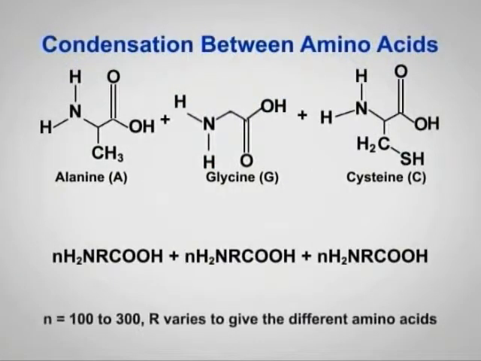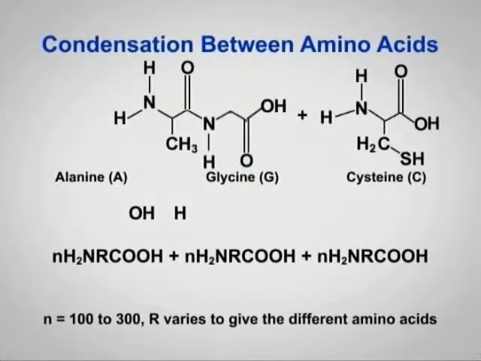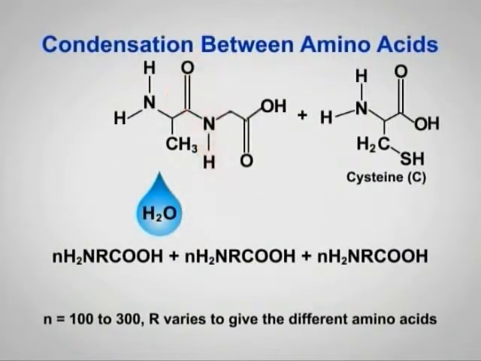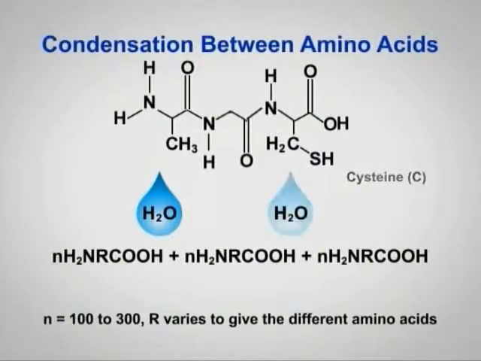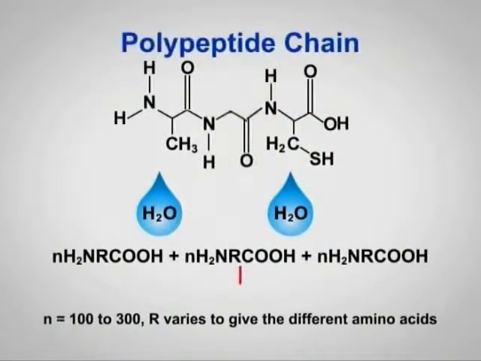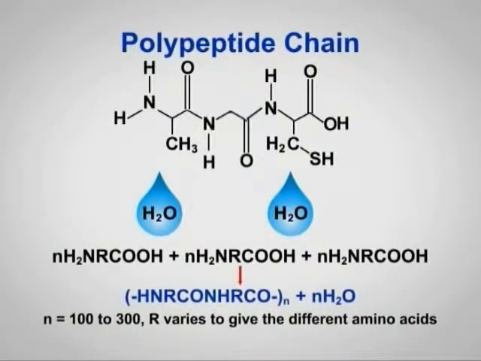A condensation reaction takes place between the carboxylic acid group of one amino acid and the amine group of a neighboring amino acid to form the amide bond with the elimination of water. The amide bond is often referred to as the peptide link in reference to polypeptides. A polypeptide chain can consist of 100 to 300 amino acid residues.